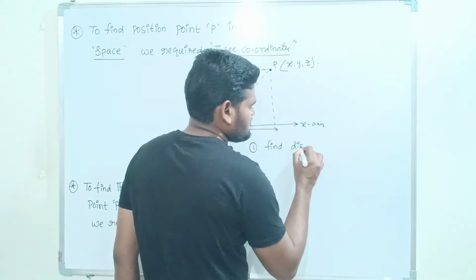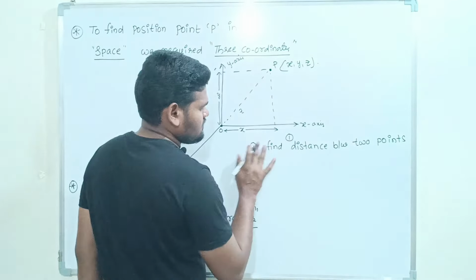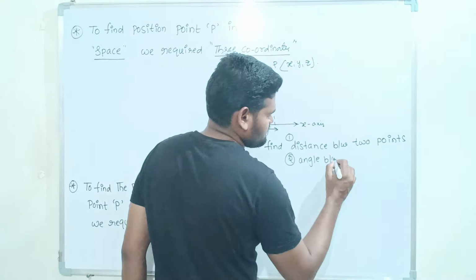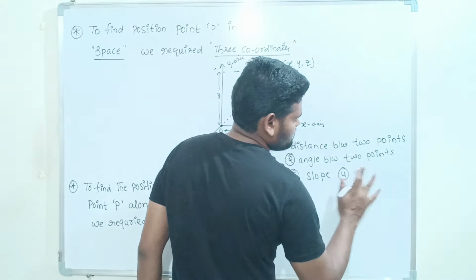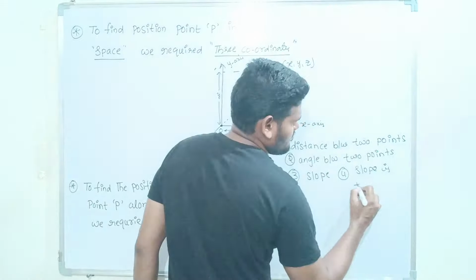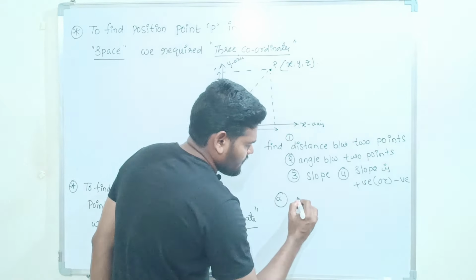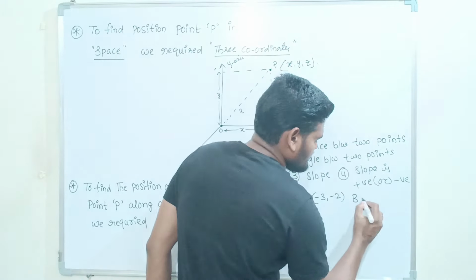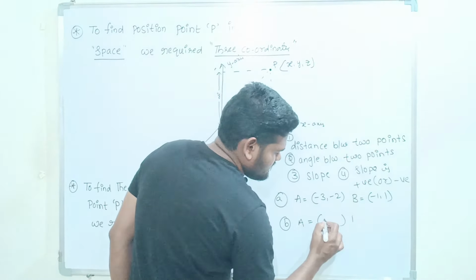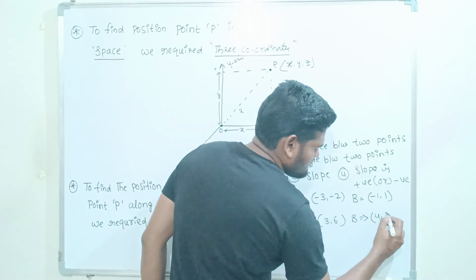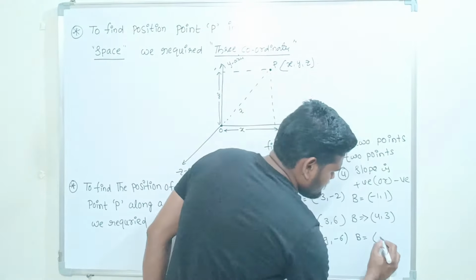Find the distance between two points; second, the angle between two points; third, the slope; fourth, whether the slope is positive or negative. So all four things you have to find. The first problem: A is equal to (-3, -2), B is equal to (-1, 1). Second question: A is equal to (3, 6) and B is equal to (4, 3). Third: A is equal to (9, -6), B is equal to (3, 8).